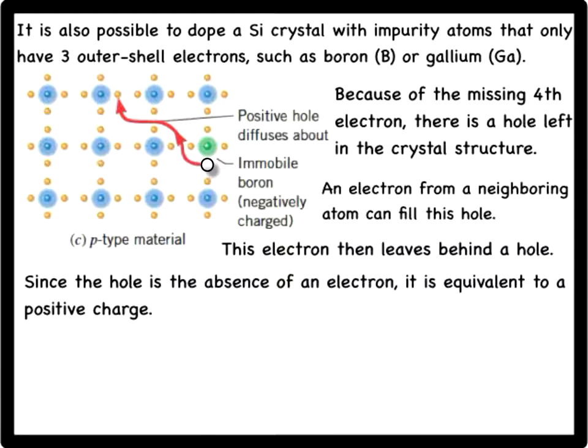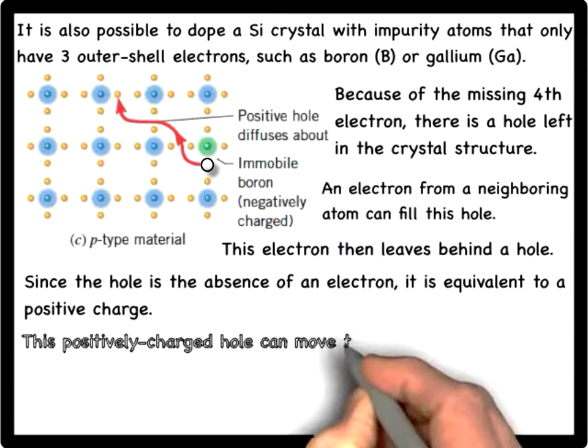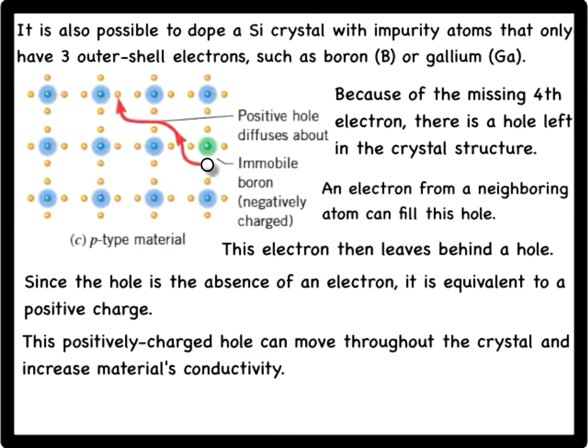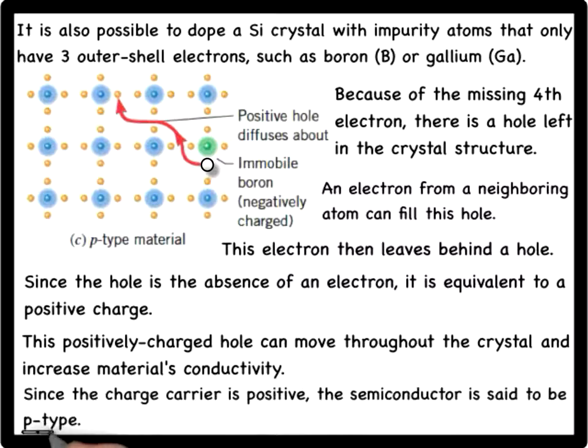This type of semiconductor can, therefore, be viewed as containing immobile, negatively charged boron atoms and an equal number of positively charged mobile holes. Because of the mobile holes, the semiconductor can conduct electricity. In this case, the charge carriers are positive. A semiconductor doped with an impurity that introduces mobile, positive holes is called a p-type semiconductor.